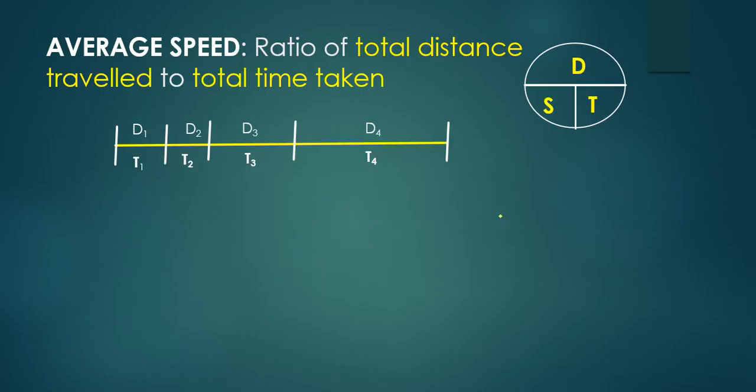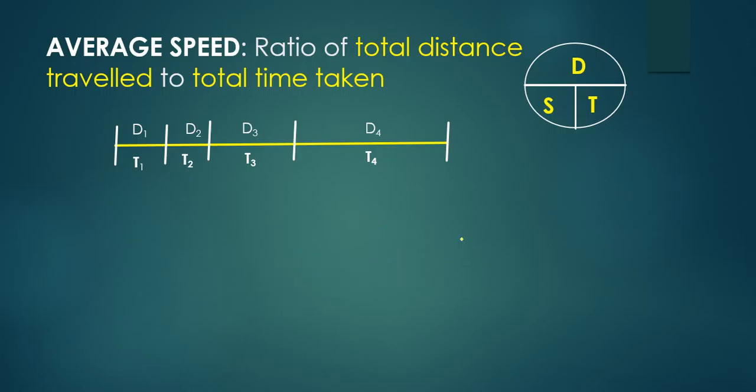Next one, if distance and time are given, then what will you do? Simple, total distance traveled is nothing but d1 plus d2 plus d3 plus d4, and total time taken is nothing but t1 plus t2 plus t3 plus t4. That's all. This is the average speed. If distance and time are given, you have to go with this method.